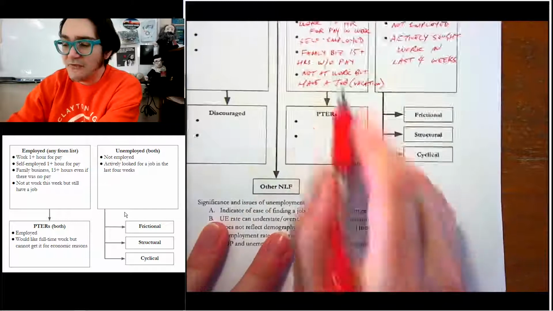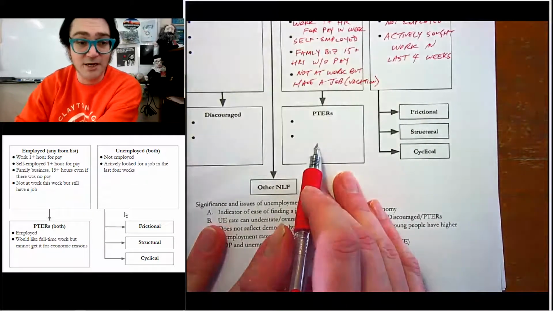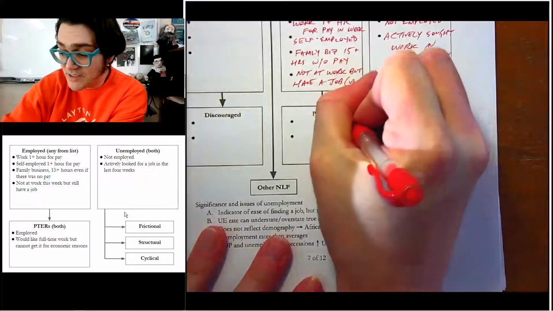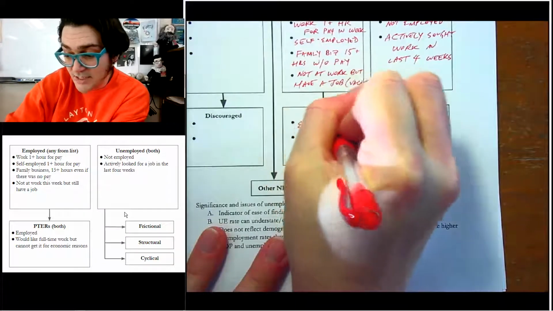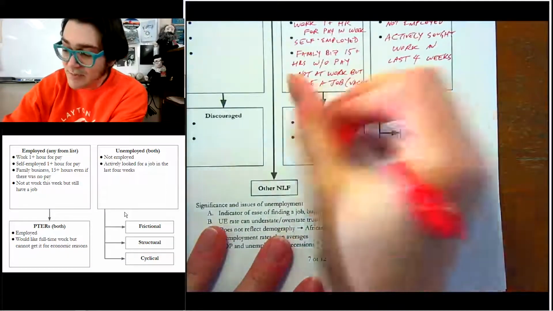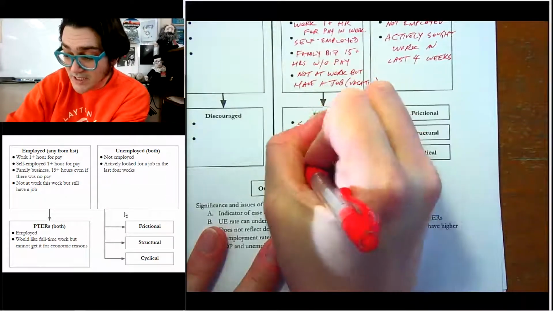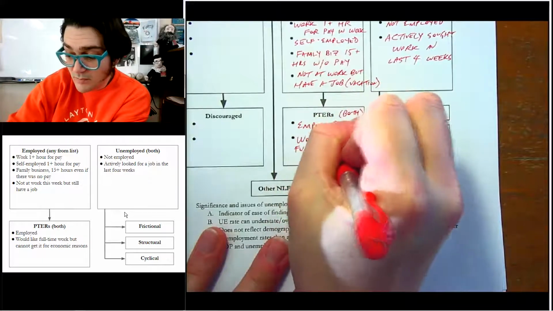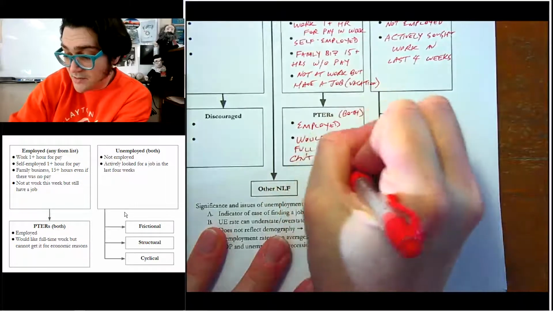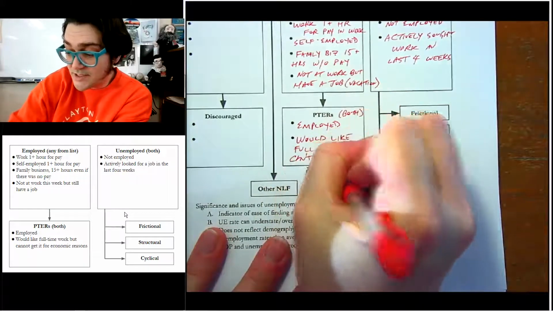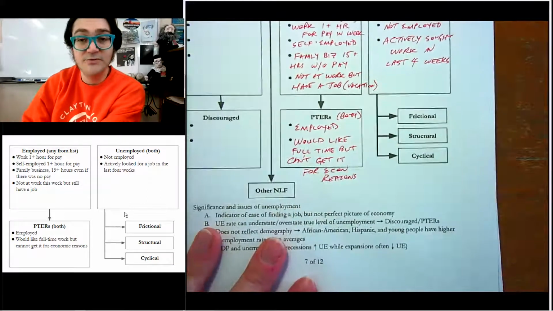That's all that means. If you are employed, there's a possibility that you're what we call a Peter, a part-time for economic reasons. And you'd have to be both of these to be a Peter. It means that you are employed, right? That's in the name and in order to be inside it. But it's also that you would like full-time, but can't get it for economic reasons.